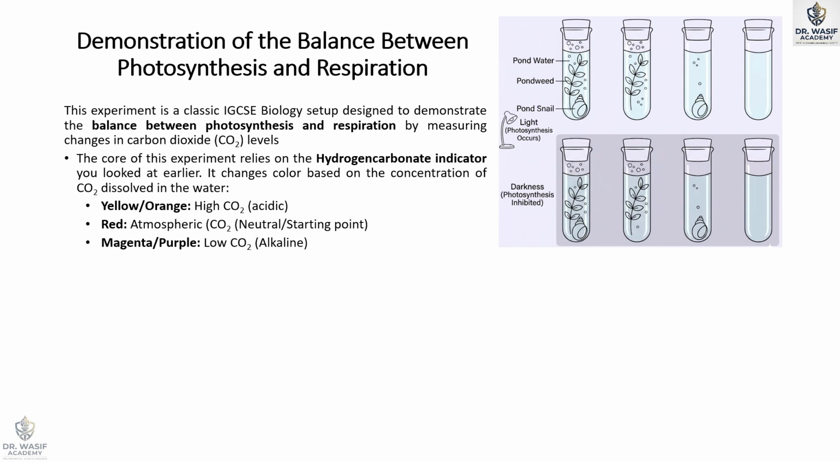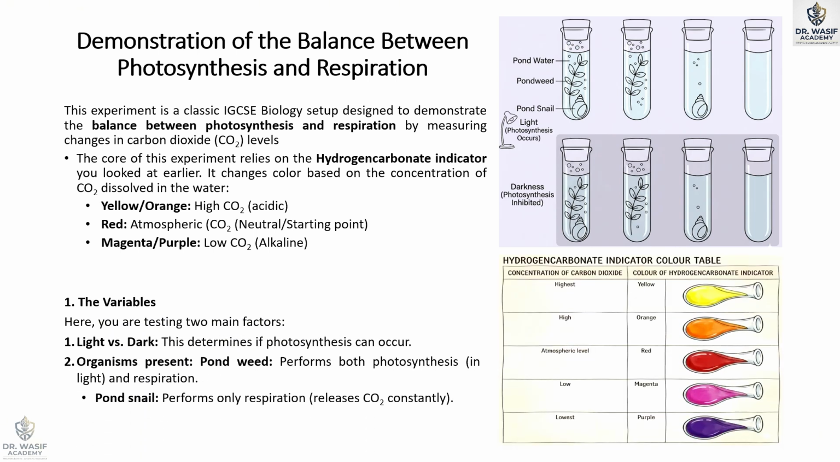So in this experiment, we are manipulating two main variables. First, we are testing light versus dark to see if photosynthesis can happen. Secondly, we are looking at the organisms present. So we have two very different players in our tubes. First, we have pondweed. Like all green plants, it is an expert at both photosynthesis and respiration.